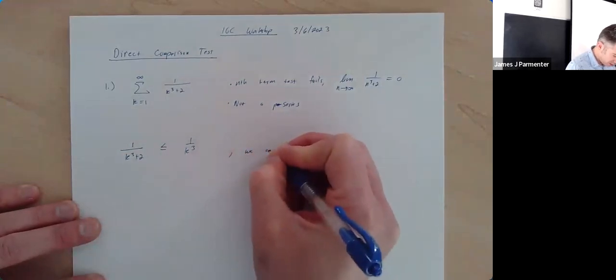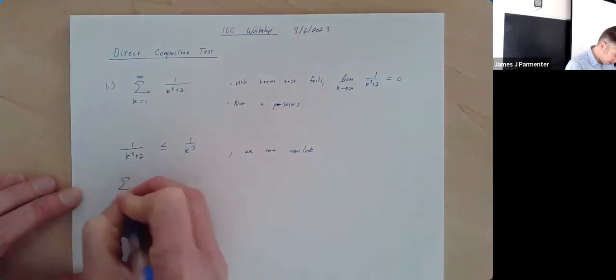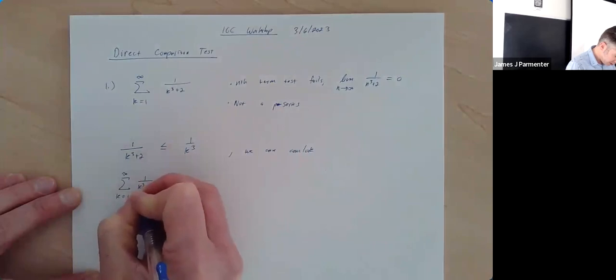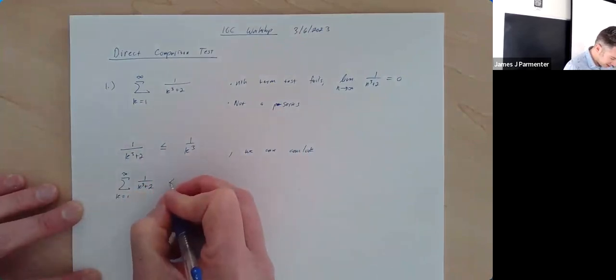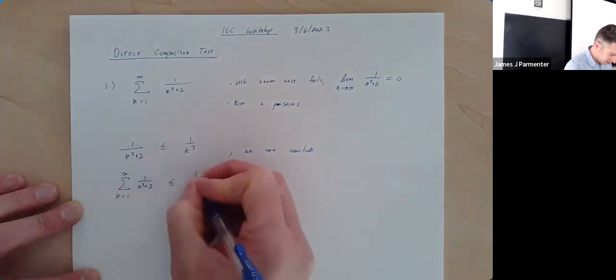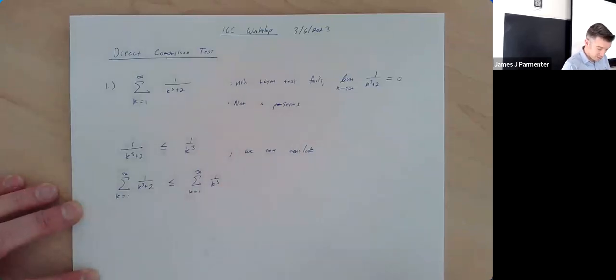we can conclude that the series for 1 over k cubed plus 2 from k equals 1 to infinity has to be less than or equal to the series from k equals 1 to infinity of 1 over k cubed, which we know converges.